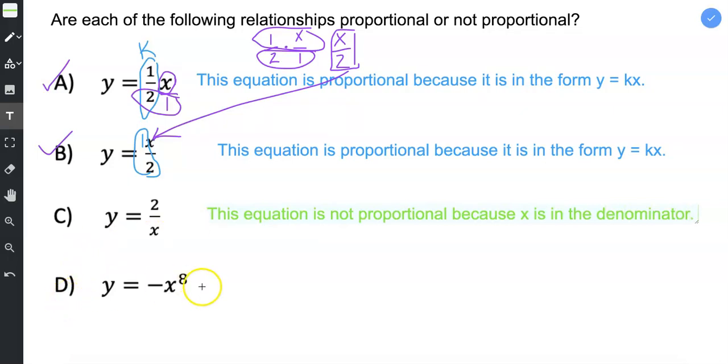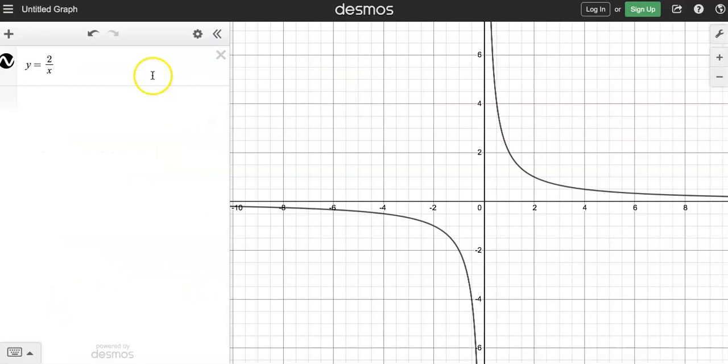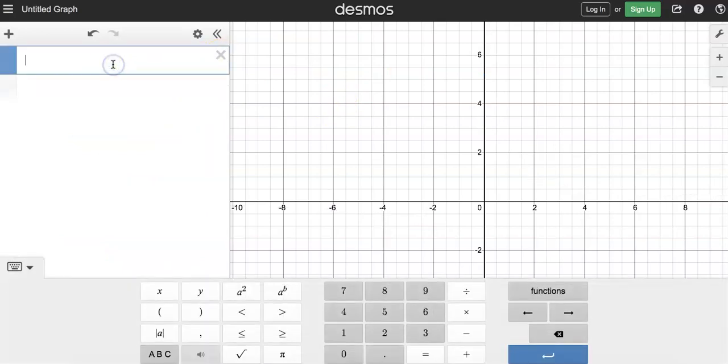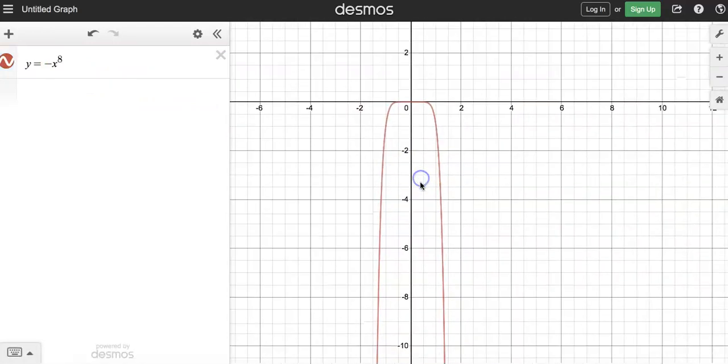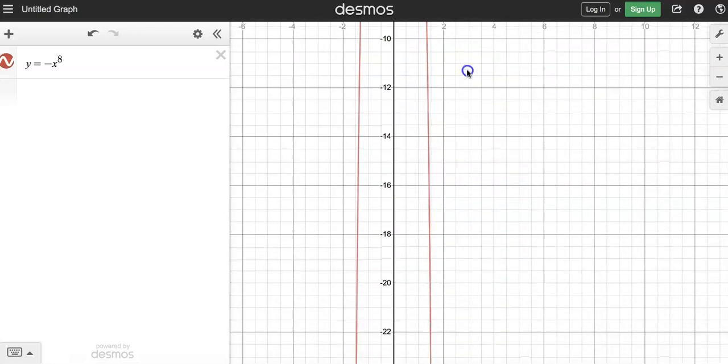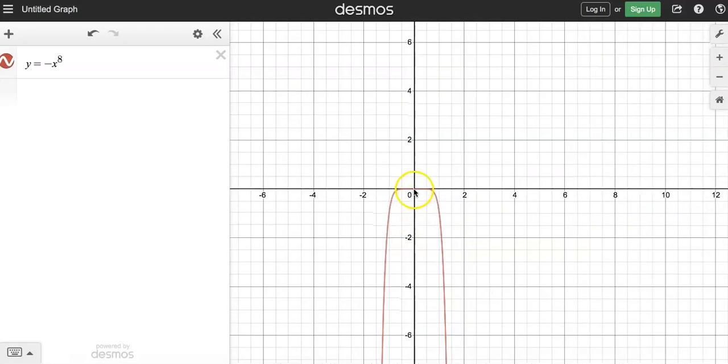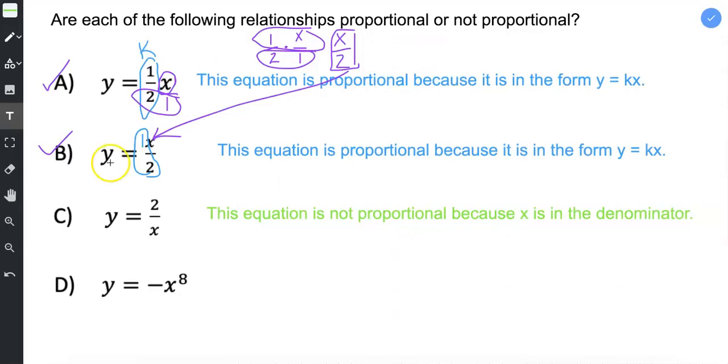All right, moving on to letter D, our final example. So I'm going to graph y equals negative x to the 8th power, and if I want to put a power, I just click this AB, and you'll see that it goes up here to make an exponent, and then you just type in whatever exponent that you have. And then I can take a look at this graph, and this is a quadratic that is facing downwards. So this is a curve. So even though it goes through 0, 0, it's a curve. So this is not proportional.